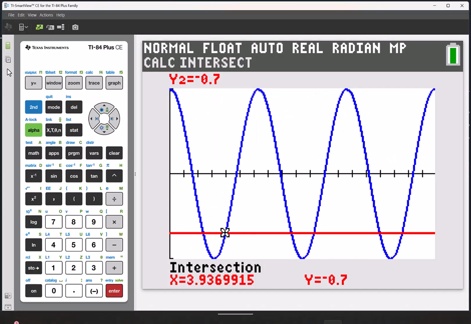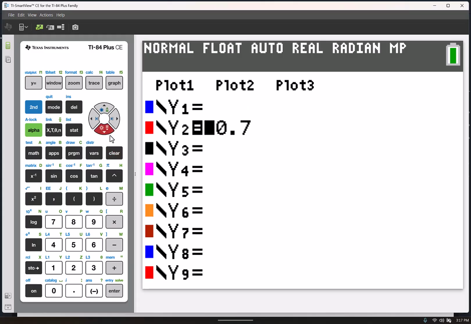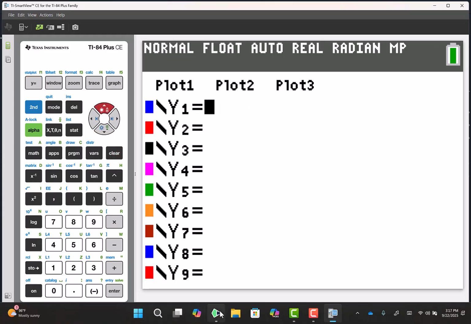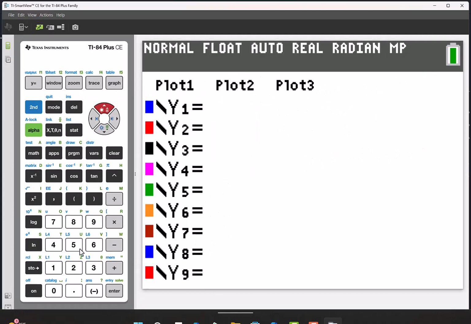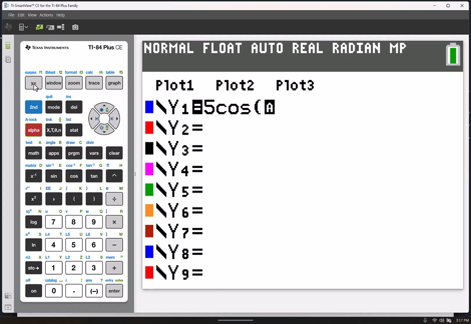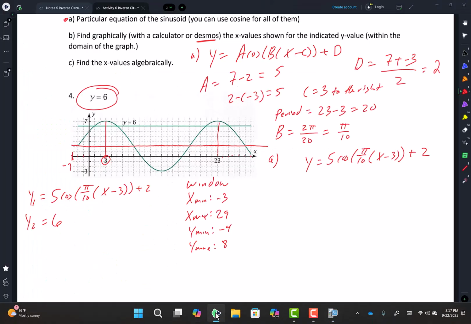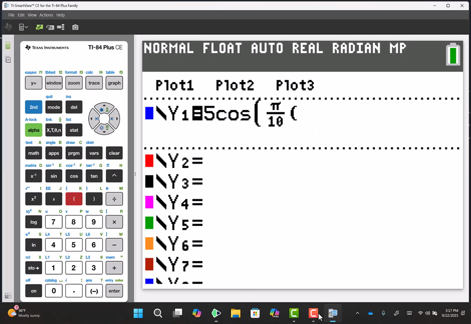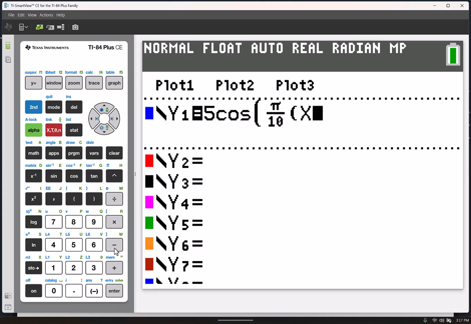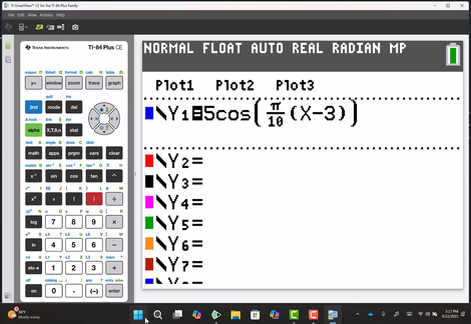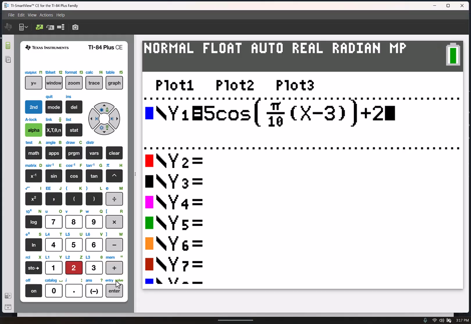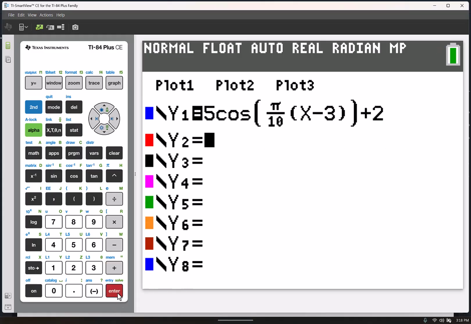Bless you. Was that a sneeze? I couldn't tell. And I already forgot. Yeah, hook me up with the equation, guys. What was it? 5 cosine pi over 10. Did it move 3 to the right? So x minus 3, close. And what's my midline? 2? Like that? Okay. And I want to equal this to 6.